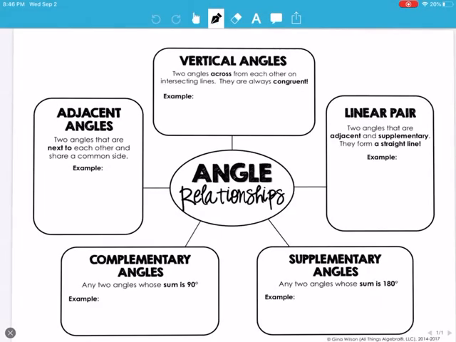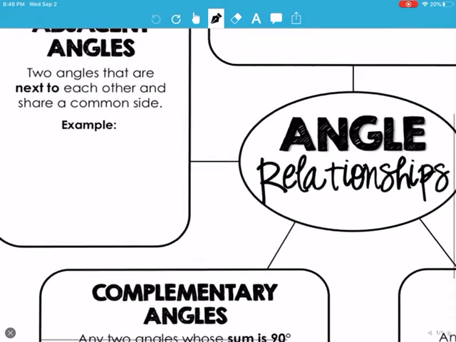Hey guys. Okay, so today we're talking about a ton of different types of angles. So I'm going to start down here, at complementary angles. So I'm going to zoom in on that section right here.